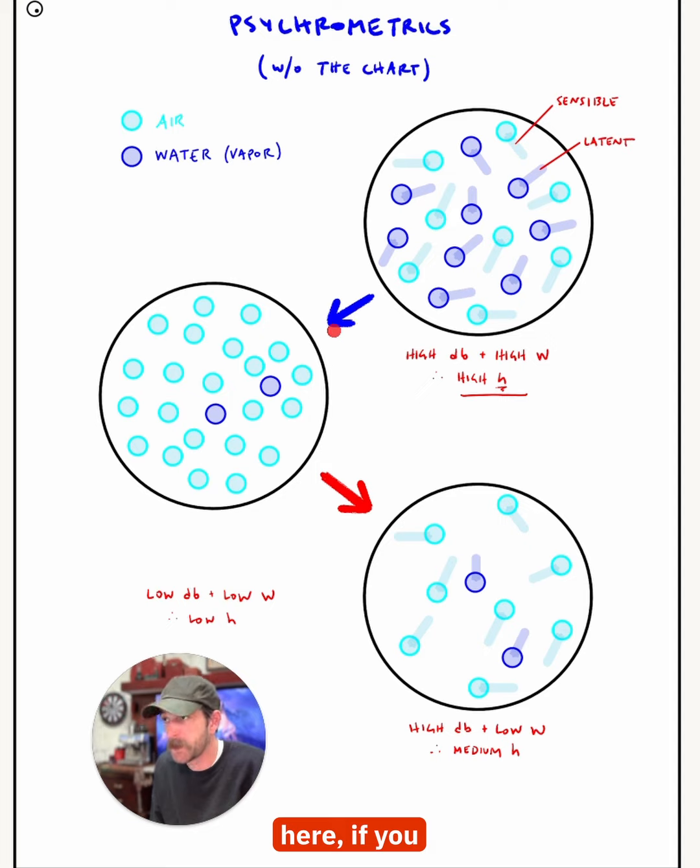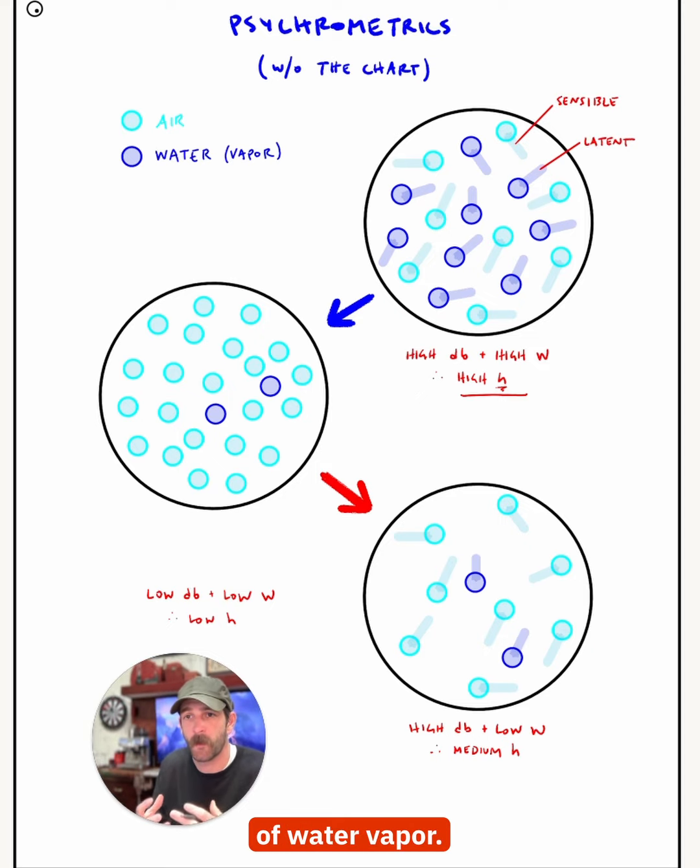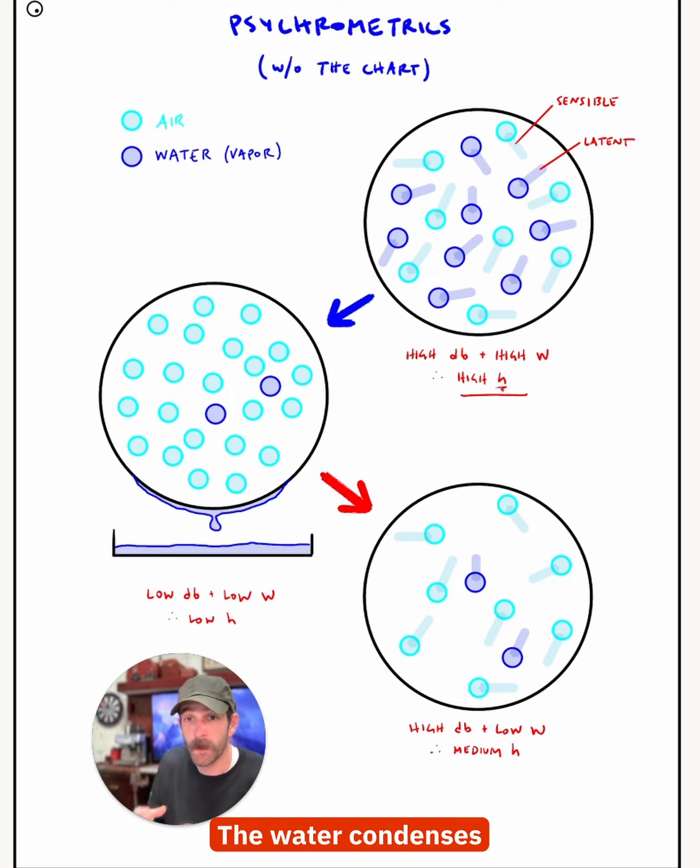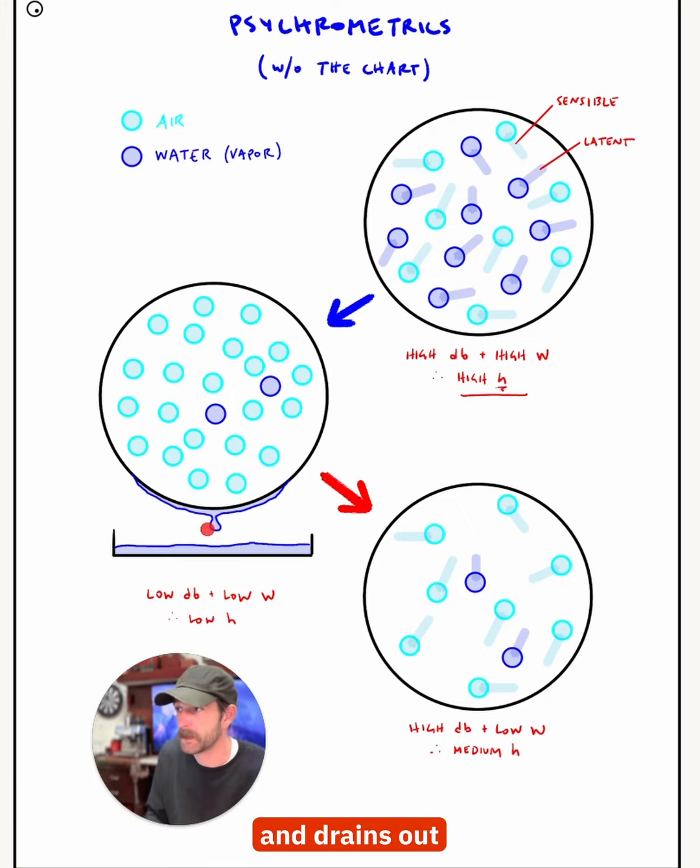Now, this process here, if you cool the air, the particles are going to slow down and they're going to condense. And when they condense, they can no longer hold the same amount of water vapor. It essentially gets squeezed out of the air. So where does it go? The water condenses into liquid form and drains out of the air.